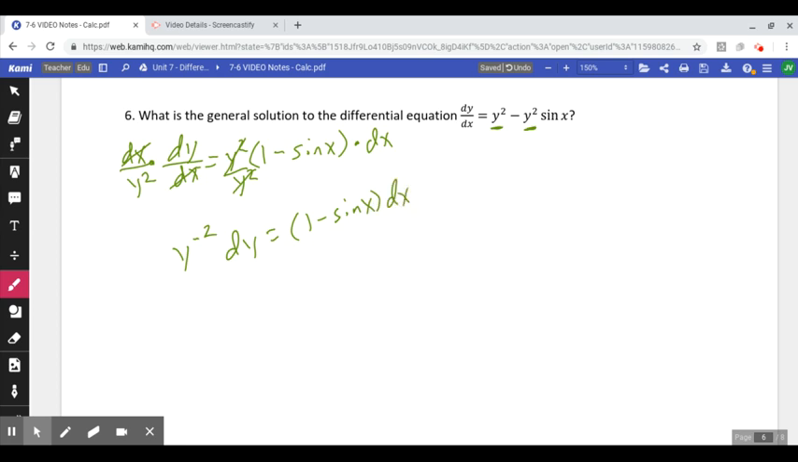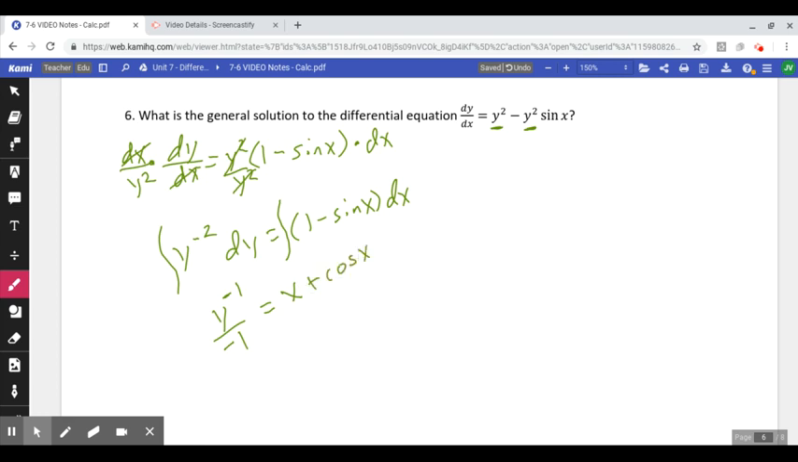Now that we've separated our variables, we're going to integrate each side, or take the integral of each side. If I work with my y to the negative 2, to use the power rule in reverse, I need to add 1 to negative 2. So negative 2 plus 1 is negative 1, and then divide by that new exponent. On the right-hand side, I need to integrate 1 minus sine of x, and we're going to focus on each term. The first term is 1, and the antiderivative of 1 is just x. Then the antiderivative of negative sine of x is positive cosine of x.